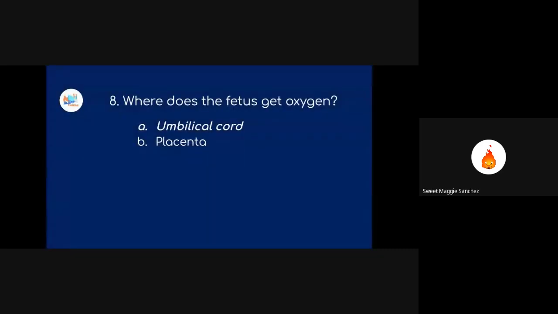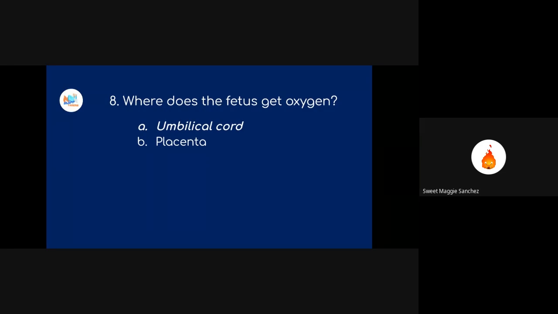Okay. Question 8. Where does the fetus get oxygen? The correct answer is the umbilical cord. The umbilical cord is also called the string of life. It's the linkage to the mom. Whereas the placenta also has a function, but it's more on the metabolic needs of the baby.